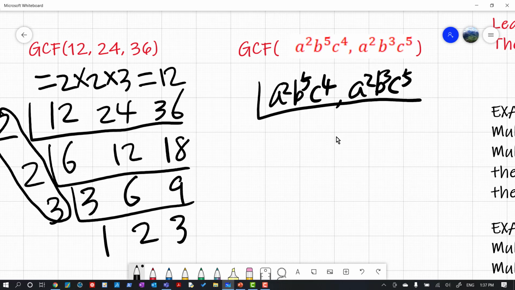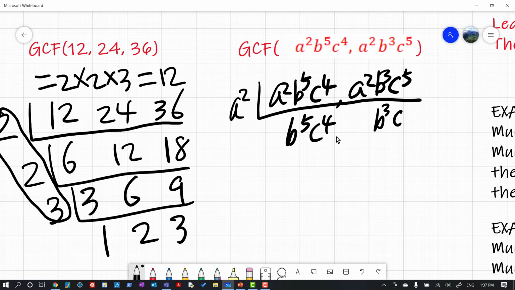So let's focus on A first. What we can extract from this term and this term? Obviously one of the common factors will be A square, so I put A square right here. Once we get A square, what is left for this expression? That will be B5 and then C4. And then this one will be B3 and C5.